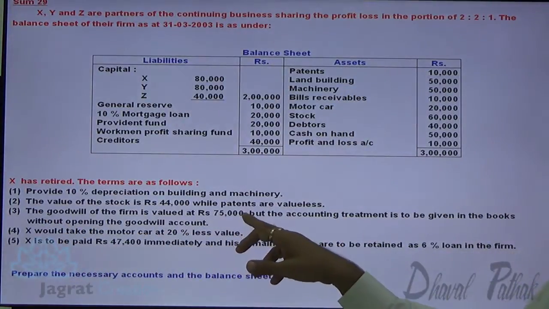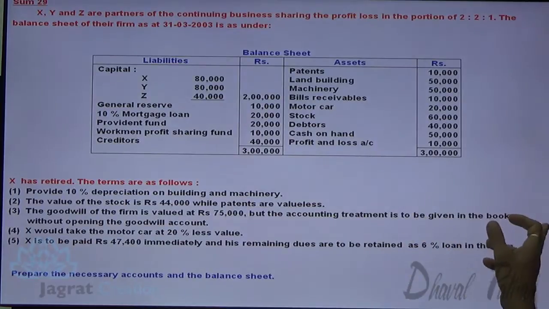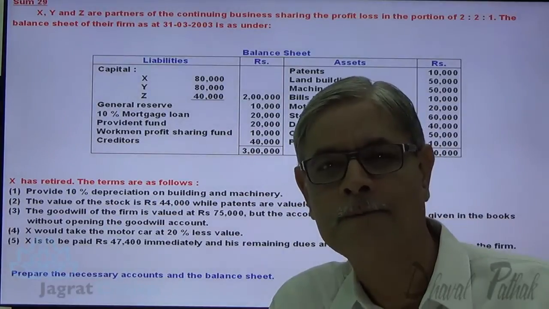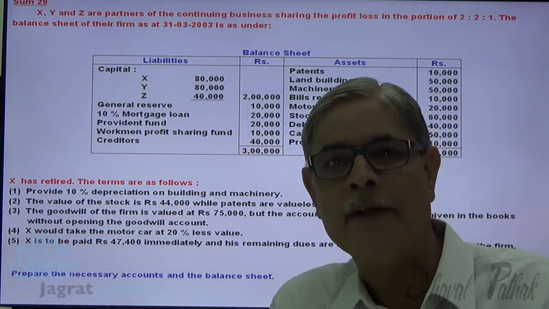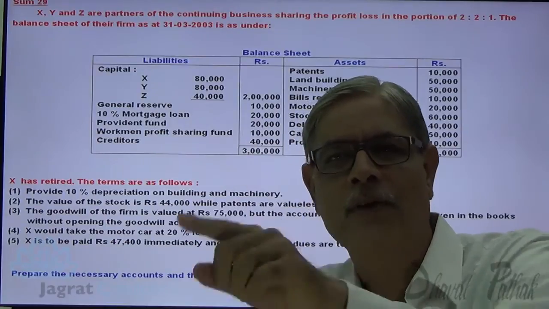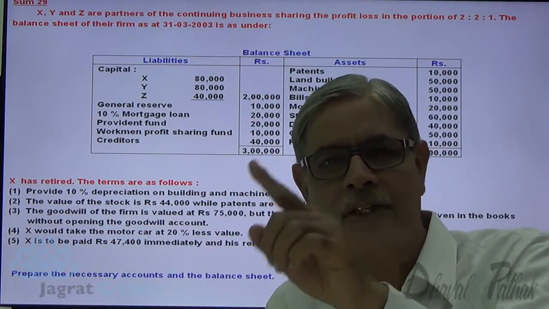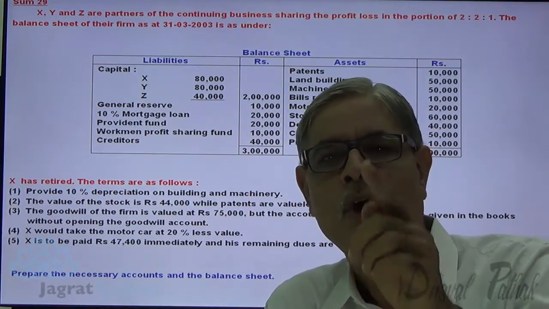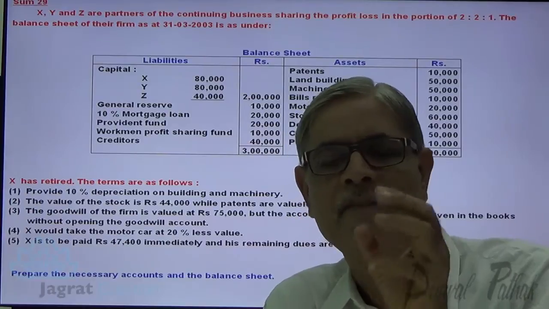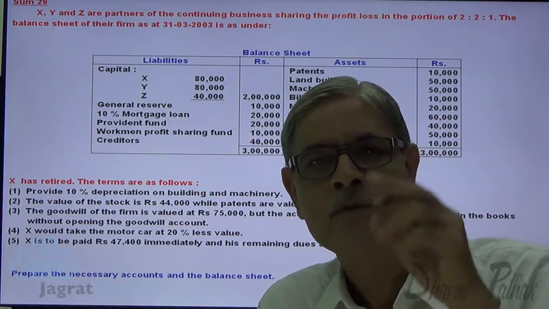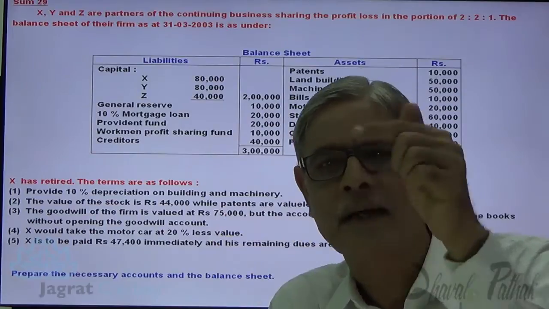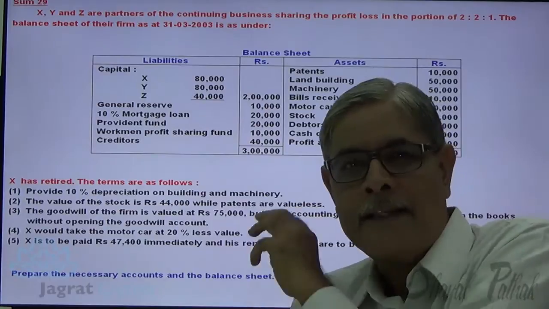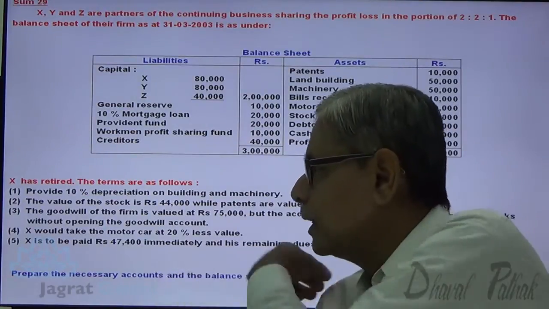Goodwill of the firm is valued at 75,000, but the accounting treatment is to be given in the books without opening goodwill account. So goodwill adjustment is to be given to capital account. How to give the goodwill adjustment to capital account? Find the share of retiring partner in goodwill. That share will be paid to a retiring partner by the continuing partners in the ratio of gaining. The ratio in which they have gained the share in profit, in that proportion, goodwill will be paid by the continuing partners to the retiring partner. I shall explain the goodwill concept. First of all, let me finish the sum.